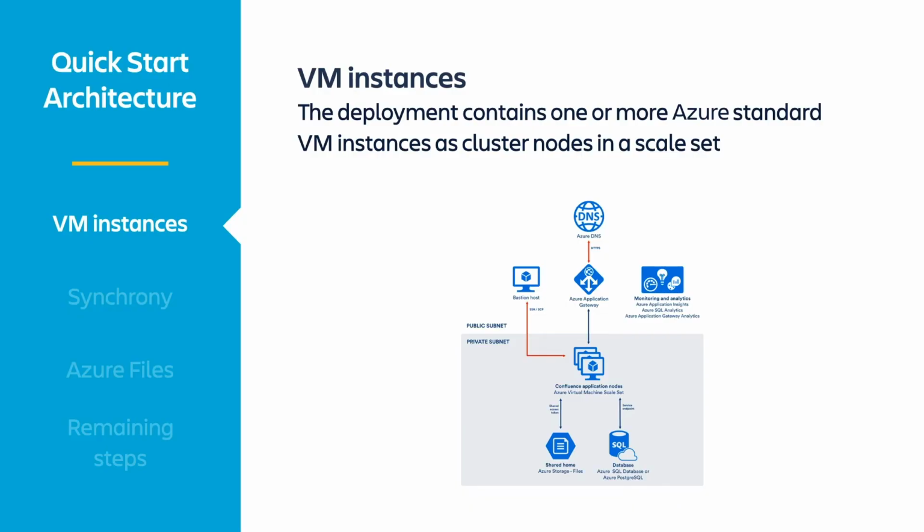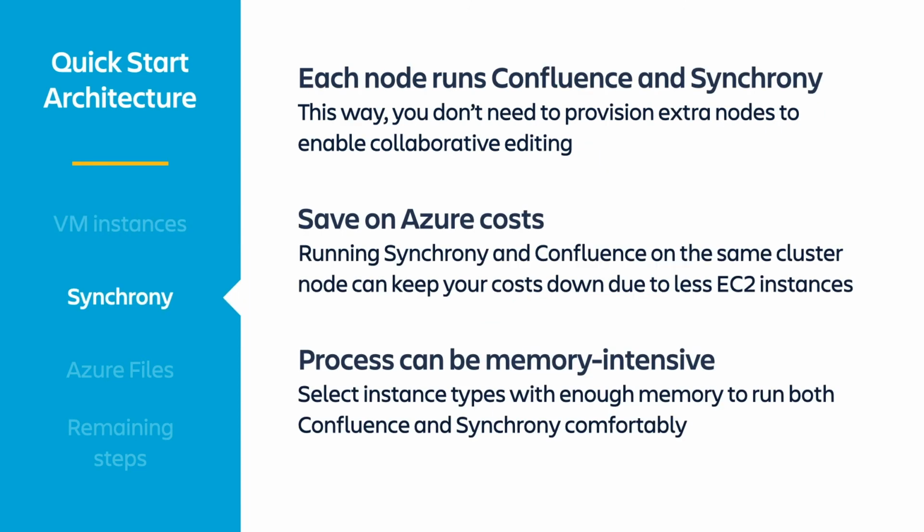Now, let's take a look at the architecture overview for deploying Confluence Data Center on Azure using our Quick Start template. This is the simplest way to get started with your deployment using Azure, and we have Quick Start templates available for Jira Software, Jira Service Management, and Bitbucket as well. First and foremost, the deployment contains one or more Azure Standard VM instances as clustered nodes in a scale set. As mentioned earlier, each cluster node can run Confluence Data Center and Synchrony collectively.